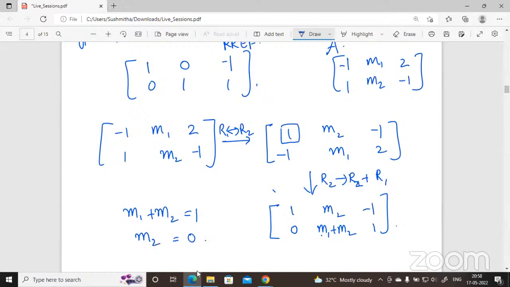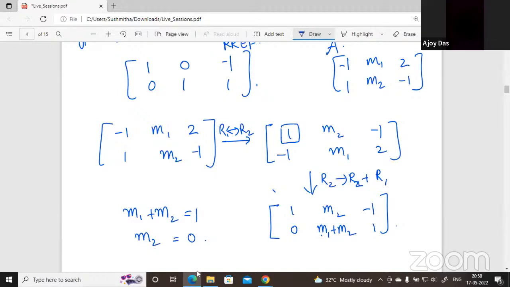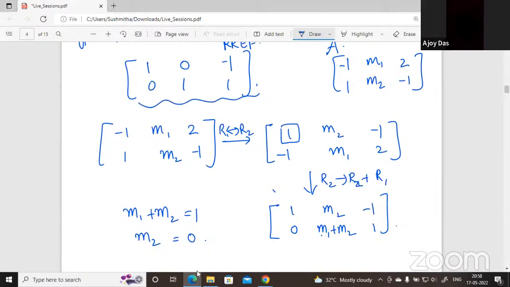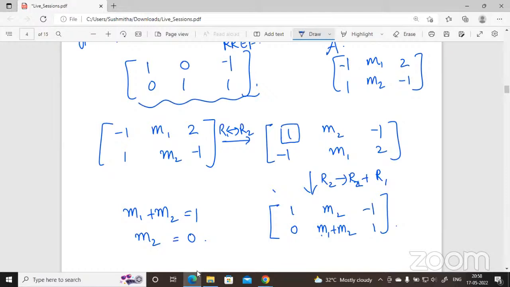Right? This is similar to the first matrix, the given matrix. This is the reduced echelon form. This is the main concept. Ma'am, I didn't understand why we interchange row 1 and row 2. You can even multiply row 1 by minus 1, it doesn't matter. I want to make this entry 1, and I can do anything for that.